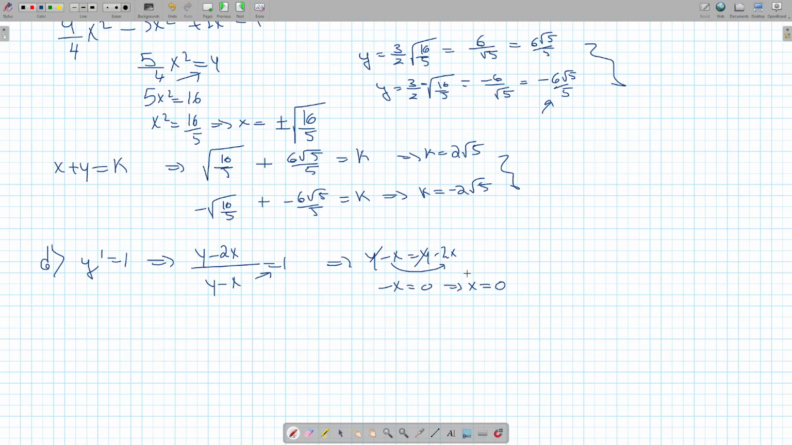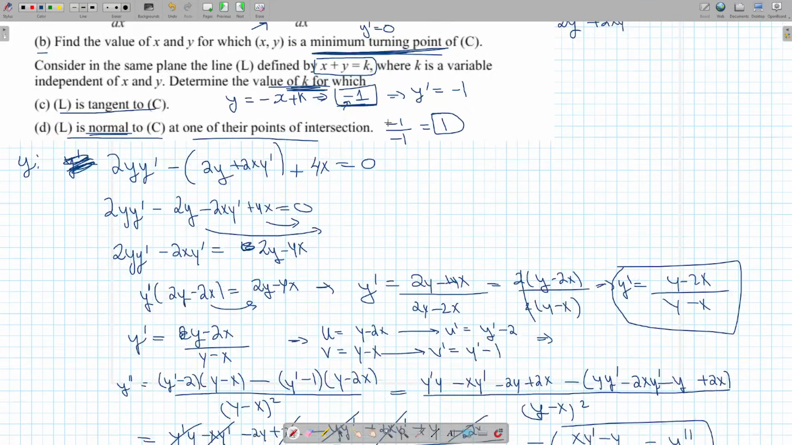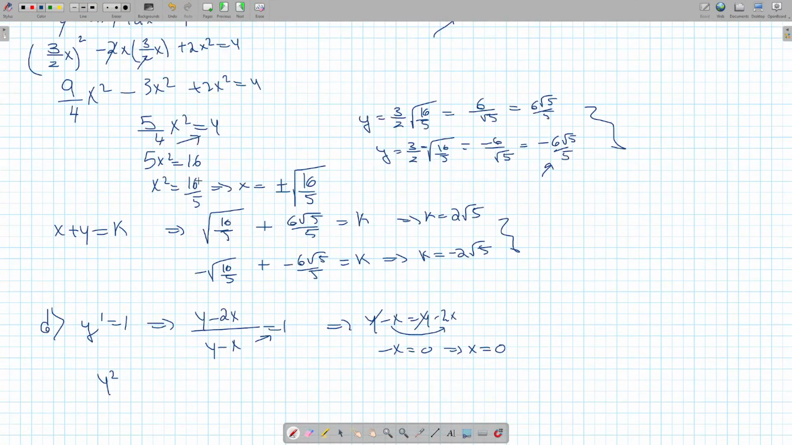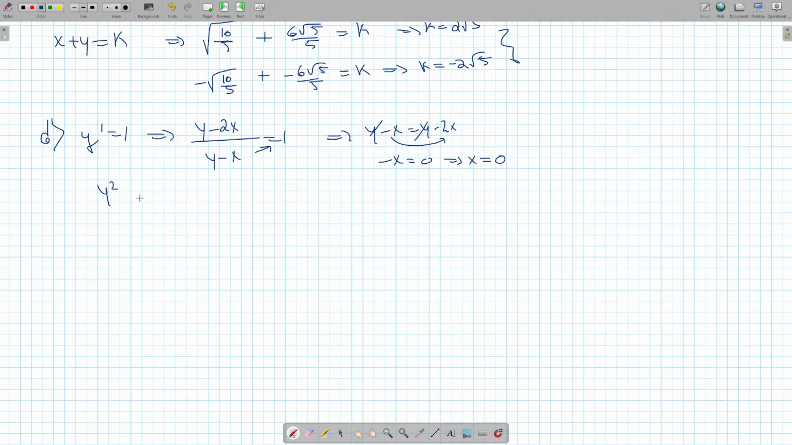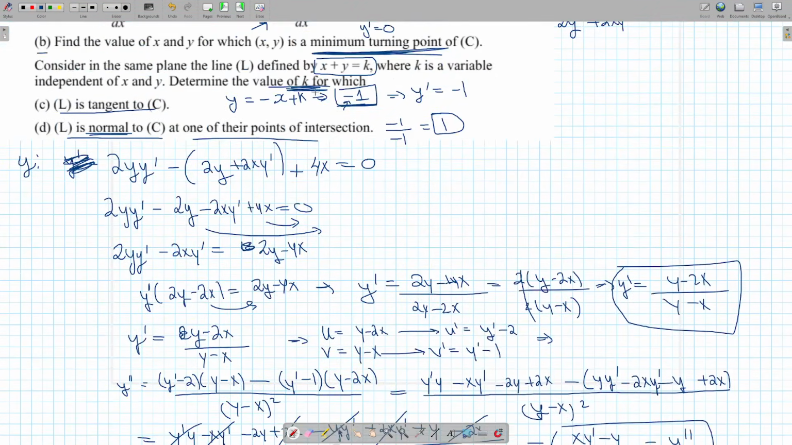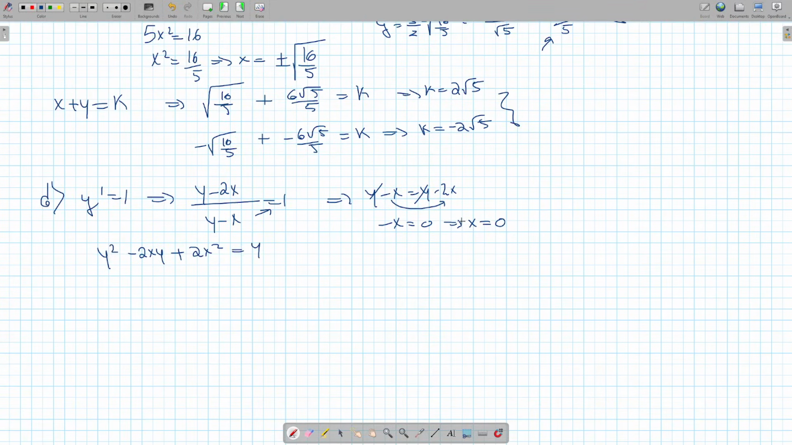If x equals 0, substitute into the original equation and see what you get for y. What's the equation? y squared minus 2xy plus 2x squared equals 4. Substitute x equals 0, and you get y squared equals 4.